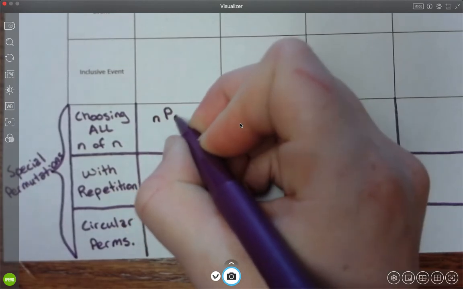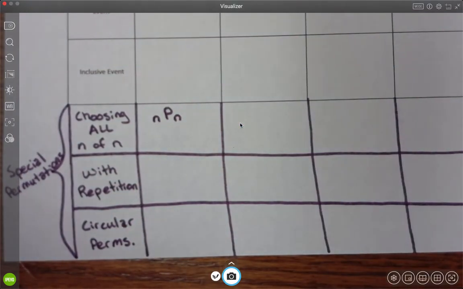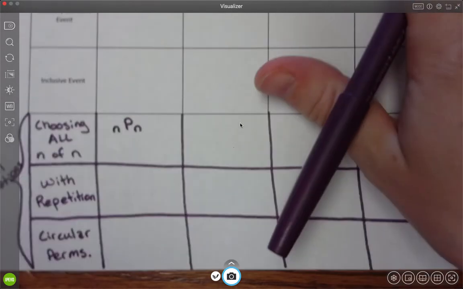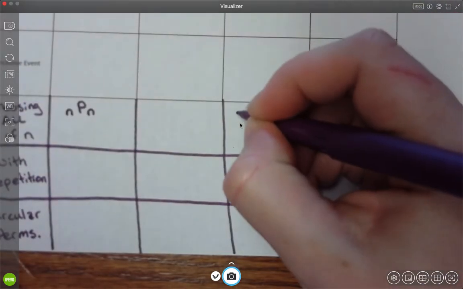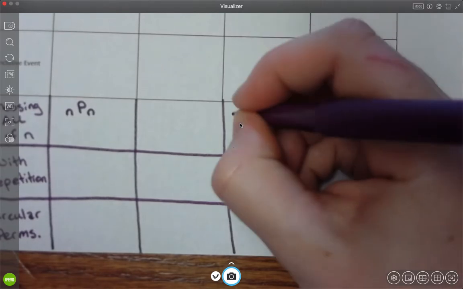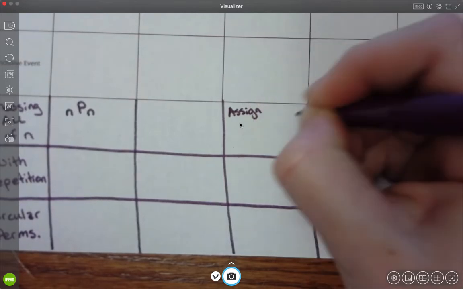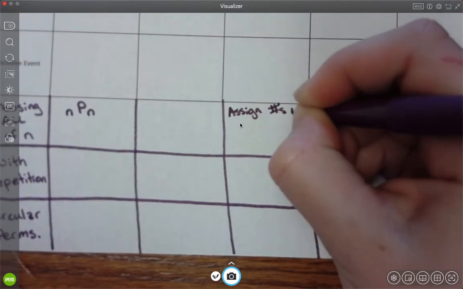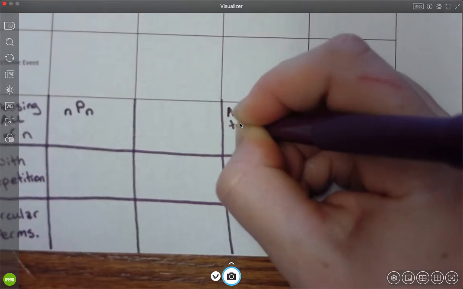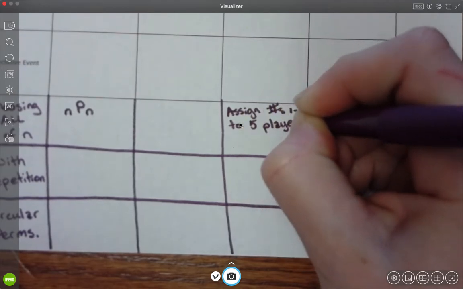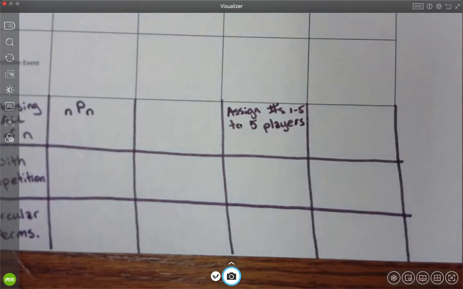It's really nPr, but you're choosing all of the students. An example of this would be, let's say I'm assigning numbers 1 through 5 to 5 players. So I have jersey numbers 1 through 5, and I am assigning them to 5 different players.